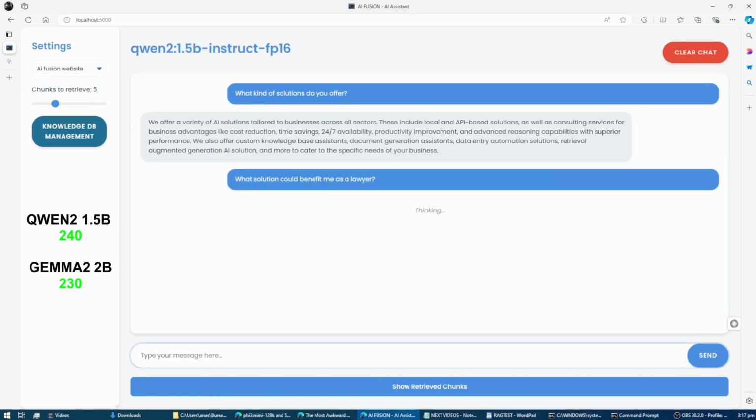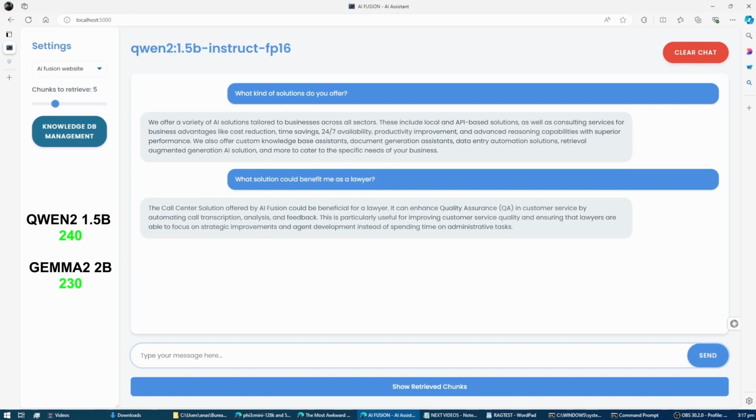Moving on to the second question, what AI solution could benefit me as a lawyer? Starting with Qwen 2, the answer here is quite off. It's not accurate, incomplete, and includes some hallucinated information. That means we'll have to deduct 30 points.